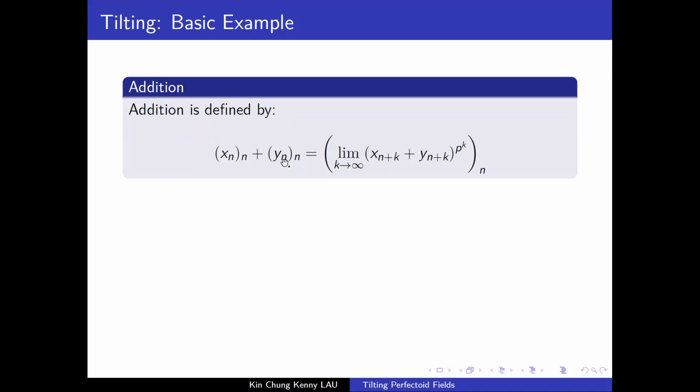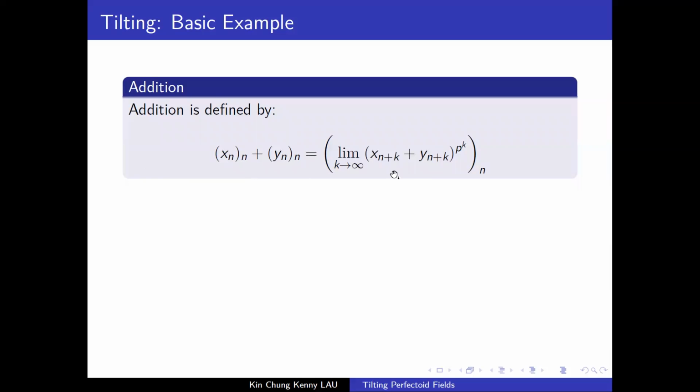And in particular, if I have p copies of 1, so what is 1 here? 1 is represented by the sequence of constant ones, which works because 1 is a pth root of 1. So imagine I have p copies of 1 here, so what would this be? This inside will be p, because I'm just adding p copies of 1 together. So this is p, and then this power is p to the k. As k tends to infinity, this p to the k also tends to infinity.